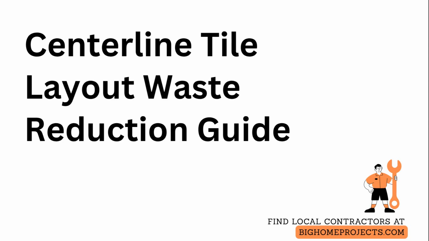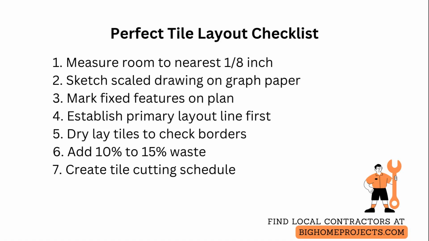Start by mapping your room with a scaled plan so you can visualize tile runs and minimize cuts. Measure the room precisely and record length and width to the nearest eighth of an inch, then sketch a scaled drawing on graph paper or use simple floor planning software to keep dimensions proportional. Identify fixed features like doors, cabinets, and floor vents and mark them on the plan so you can plan tile placement around them rather than around the cuts.